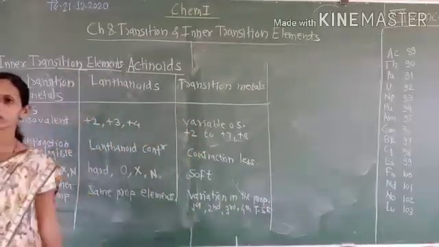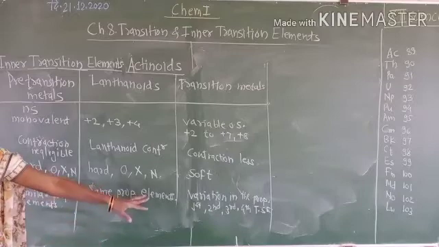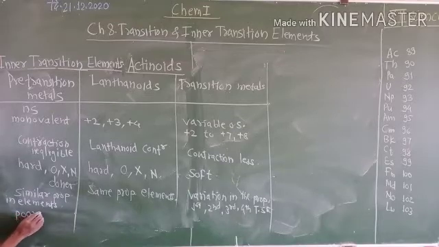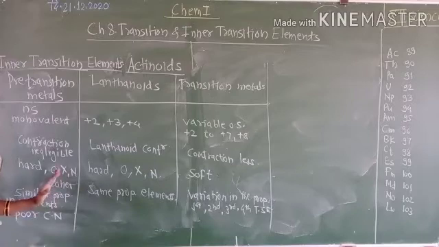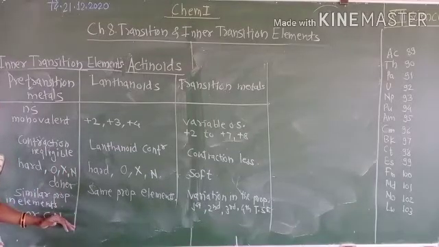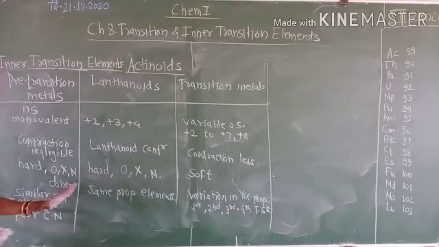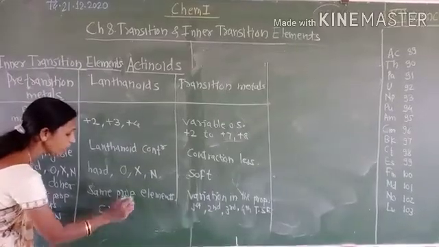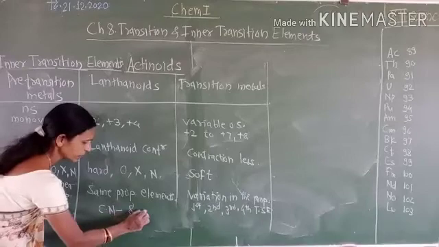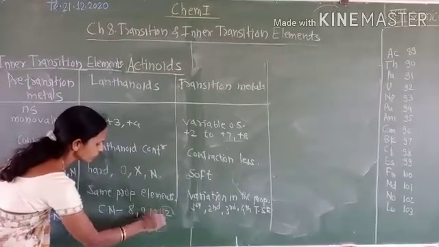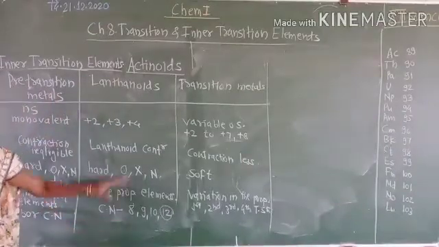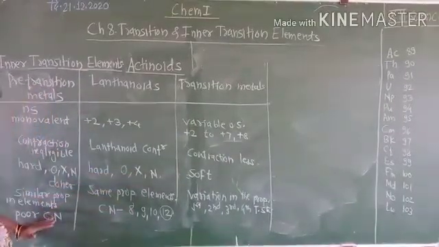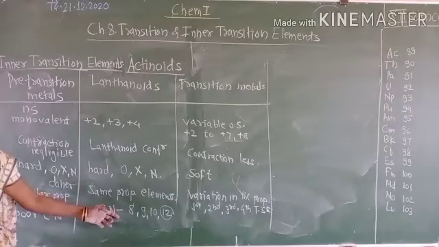There are a few variations in the properties of the first, second, third and fourth transition series. Similarly, in the pre-transition series, they show poor coordination number. Poor coordination number means they do not have a tendency to form complexes. Lanthanoids show a higher coordination number: 8, 9, 10 and sometimes 12. Therefore, lanthanoids have a greater tendency to form complexes than transition metals, and transition metals more than pre-transition metals.